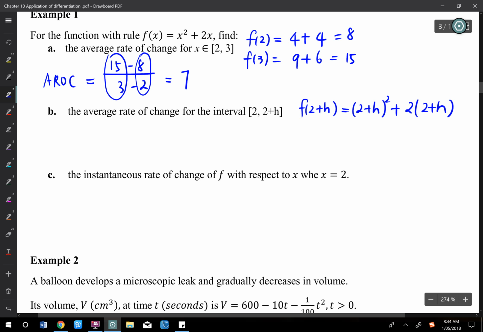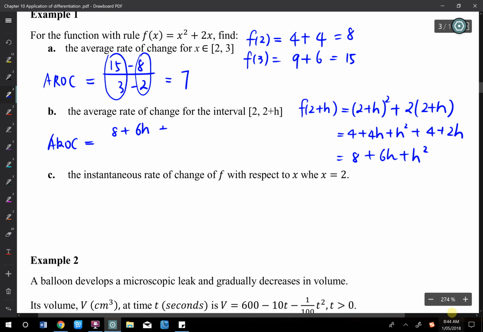Okay, we replace x by 2 plus h. So what we have is 4 plus 4h plus h squared plus 4 plus 2h, and that is 8 plus 6h plus h squared. So the average rate of change in between those 2 points is 8 plus 6h plus h squared minus f2. Okay, that's f of 2 plus h minus f2, that's the 8 over 2 plus h minus 2.